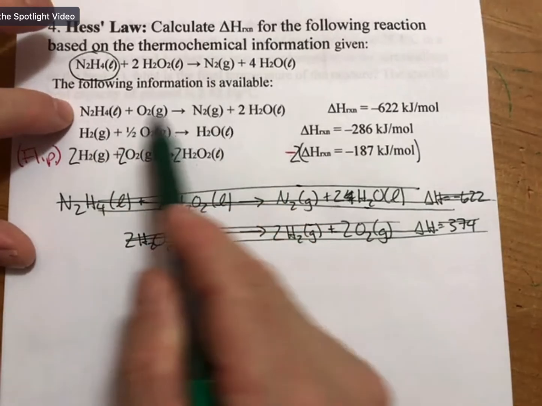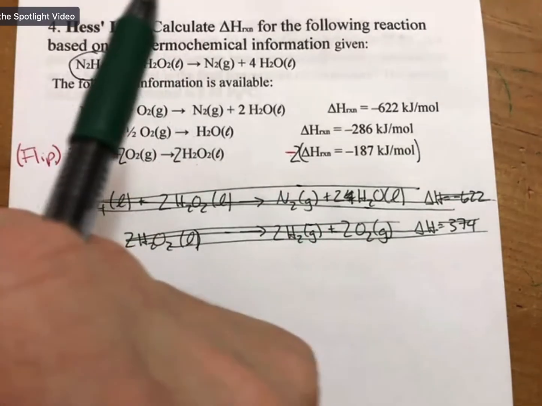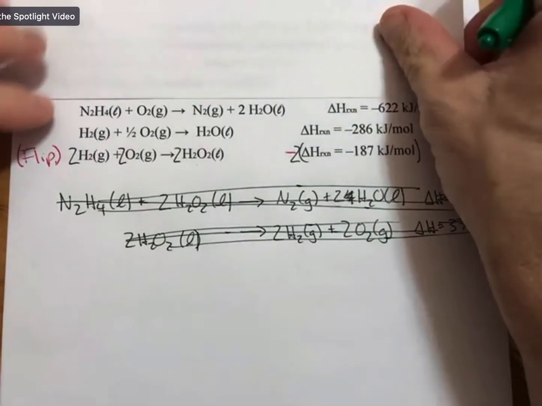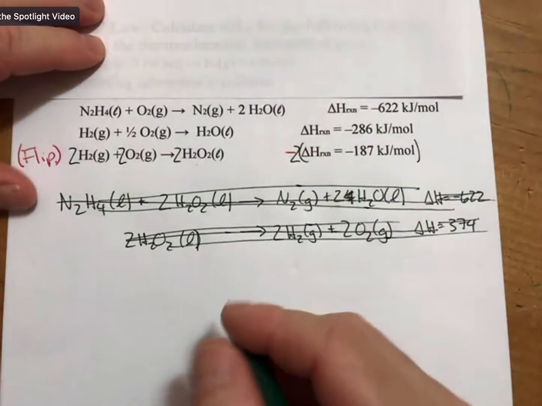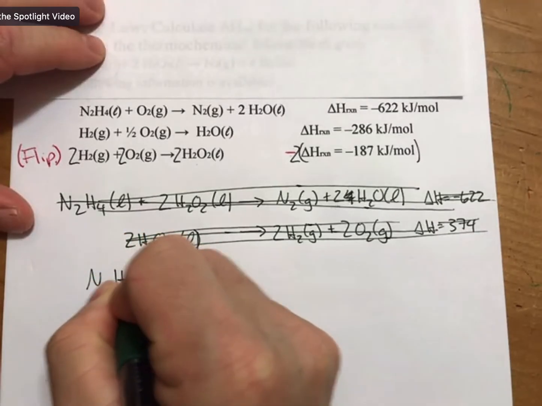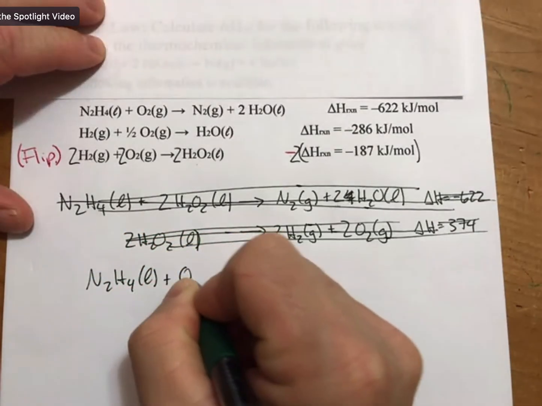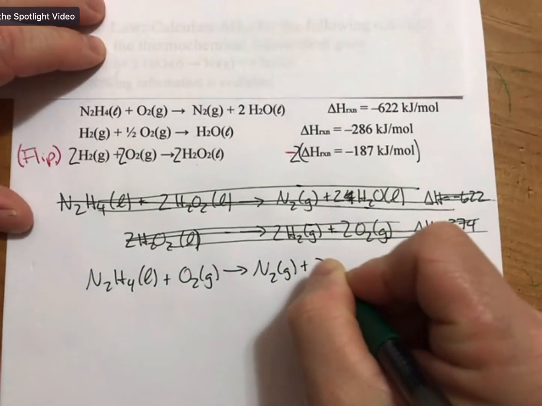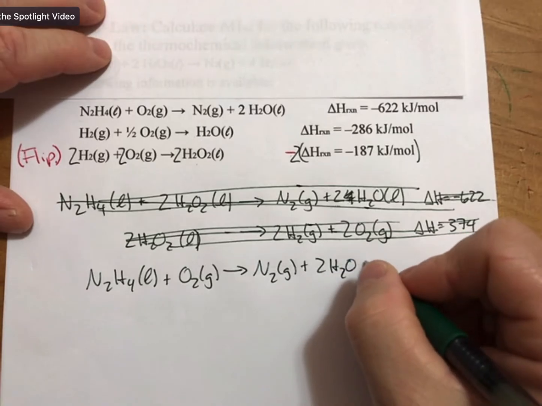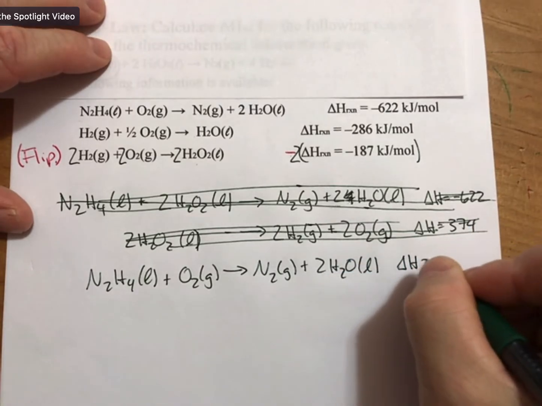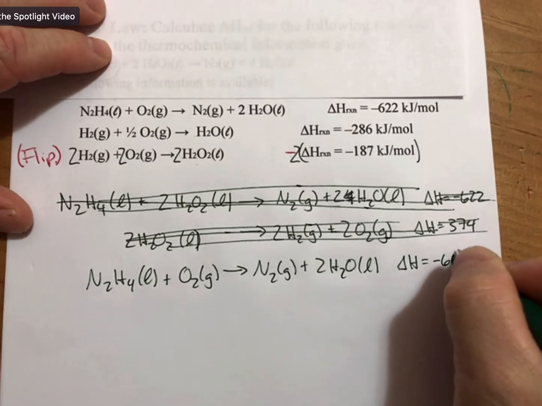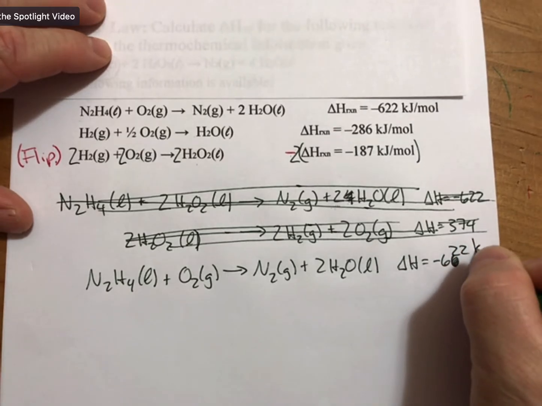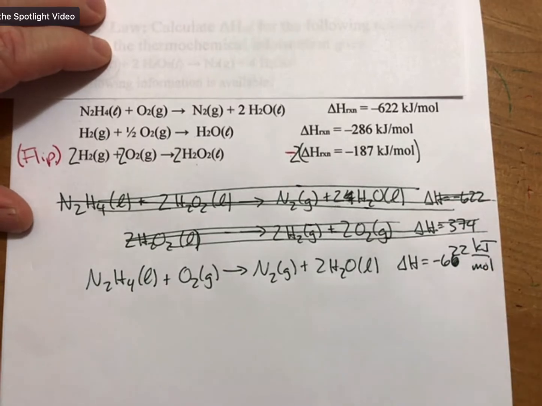Start with this one, write it exactly as it appears. Maybe I'll save myself this time if I cover it up. So N2H4 liquid plus O2 gas goes to N2 gas plus 2 H2O, aha, there we go. Liquid, delta H equals minus 622 kilojoules per mole. Sorry about that. Hopefully that makes more sense.